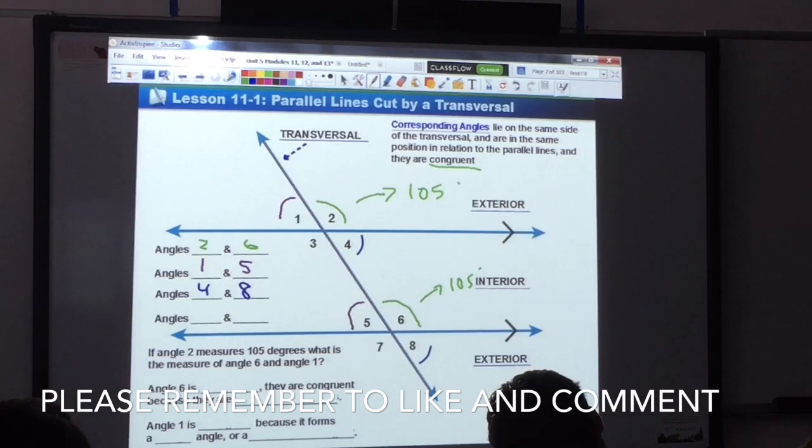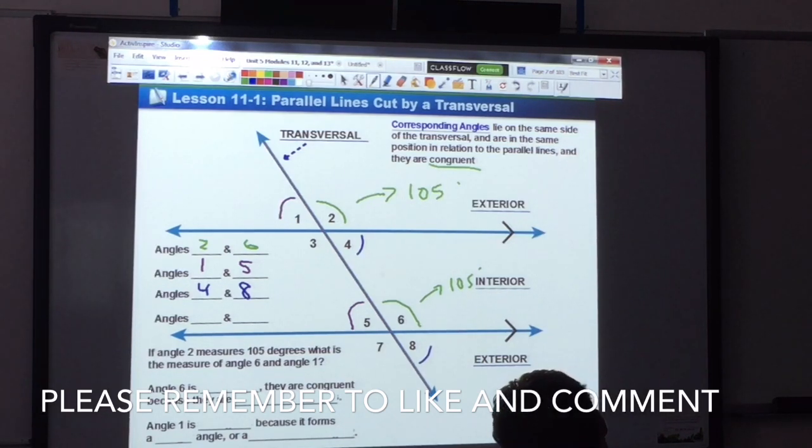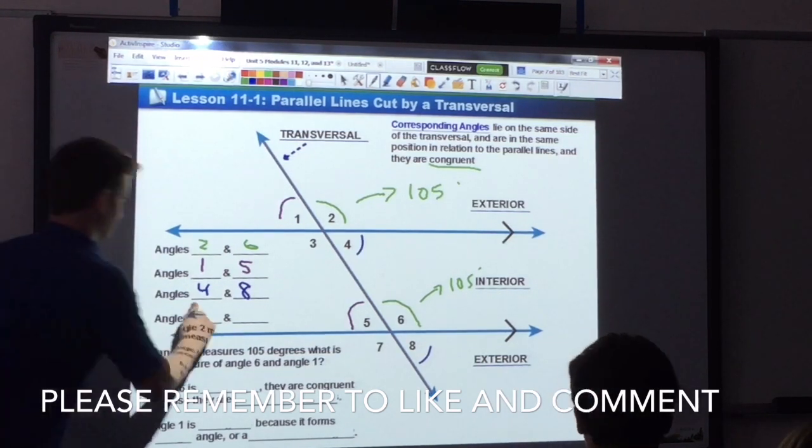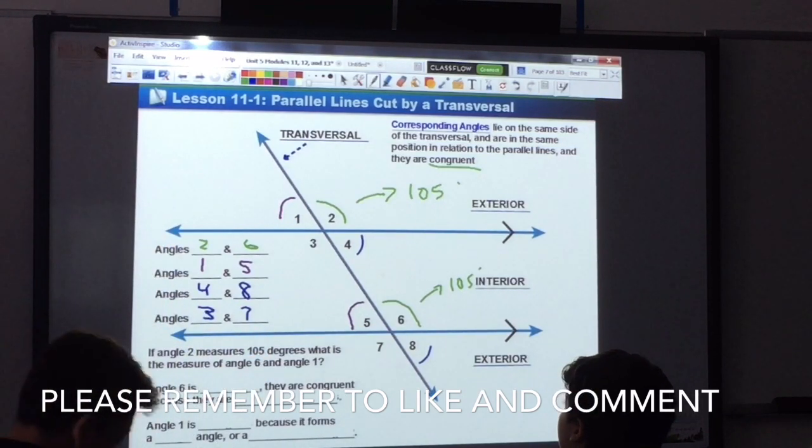There's only one set up there. Everybody should know this. What's the last set? 3 and 7. You can get there kind of by the process of elimination. Okay, 3 and 7. All right, now let's examine some questions here before we go to lunch.